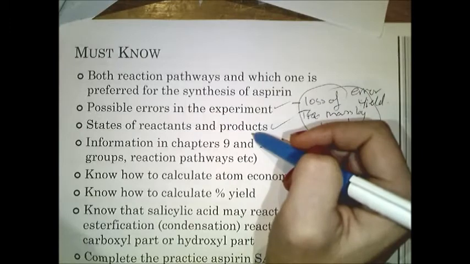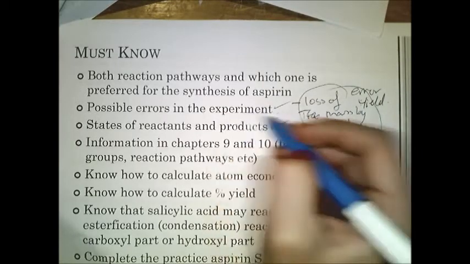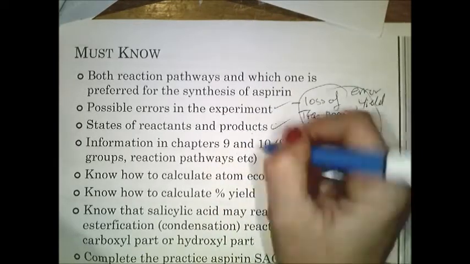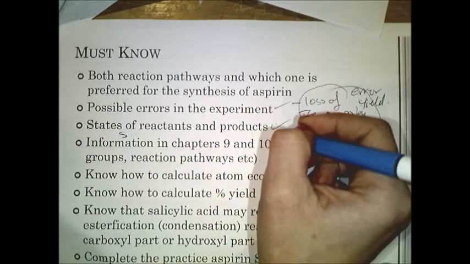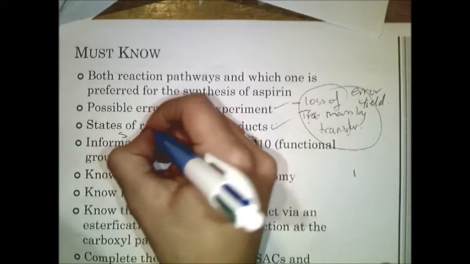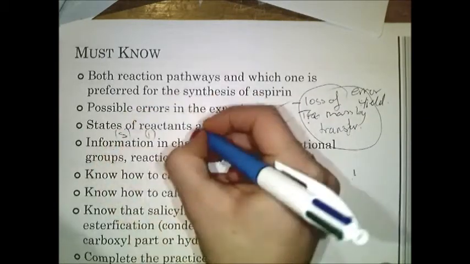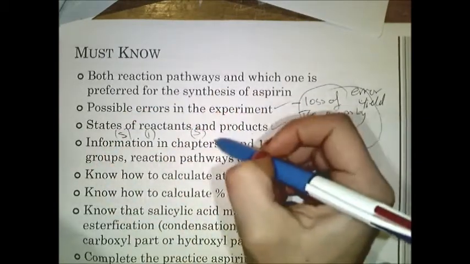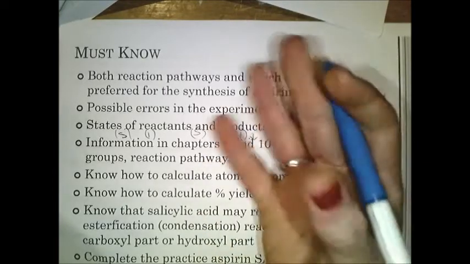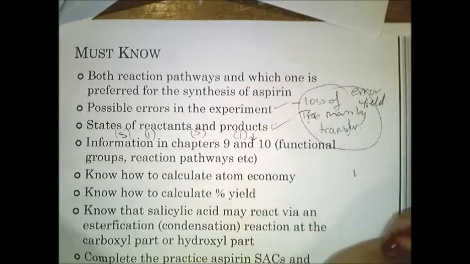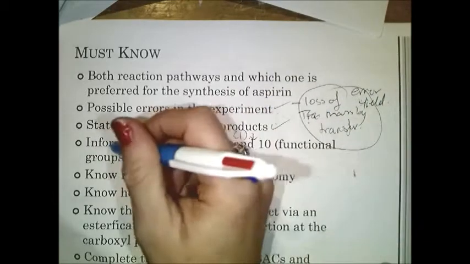Okay, states of reactants and products. So we're going to go through that in a minute. But basically, salicylic acid was a solid, and ethanoic anhydride was pure, so it was a liquid. Aspirin produced was a solid, and then ethanoic acid was a liquid, pure. And you might notice a vinegar smell at the bottom of your flask if you take a smell.